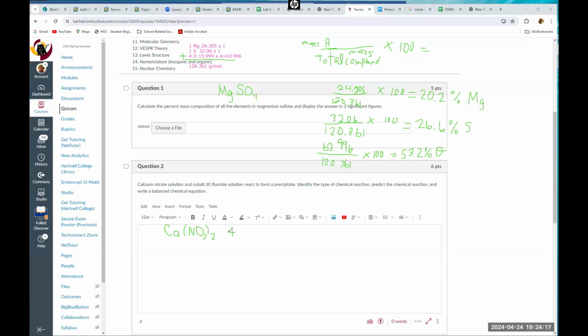Then we have cobalt 2 fluoride. First off, we know that these are our reactants, right? Because it says they're reacting. And the cobalt's already a 2 charge, so we just need 1 cobalt and 2 fluoride. Since this is Roman numeral 2, our cobalt is going to be a +2 charge. And then we're going to have 2 fluoride.